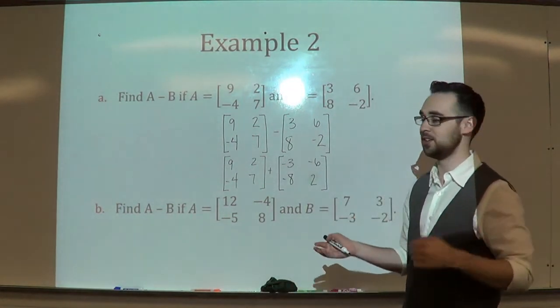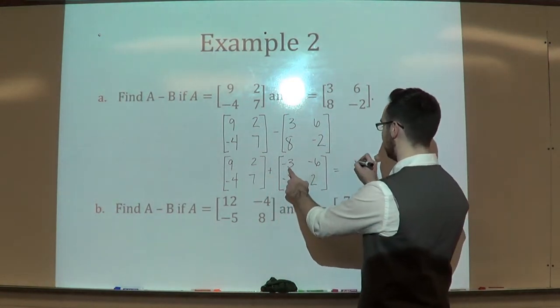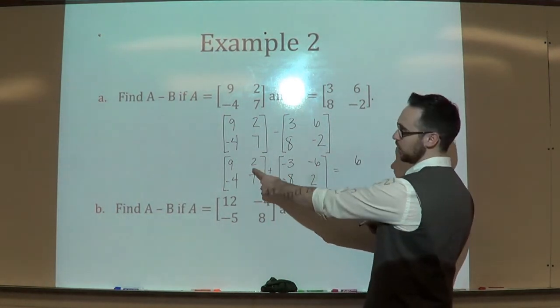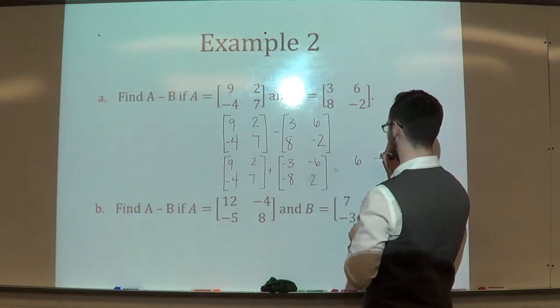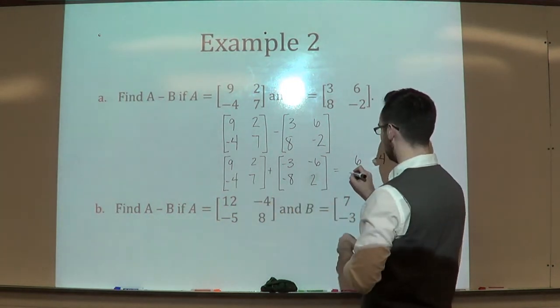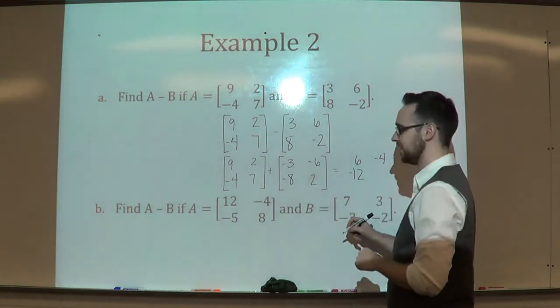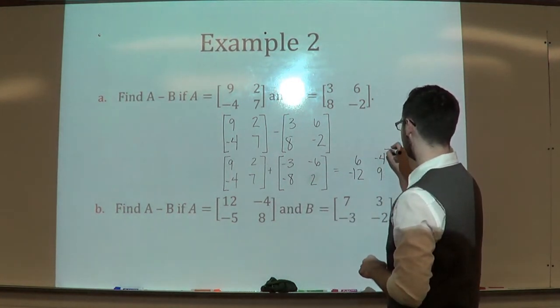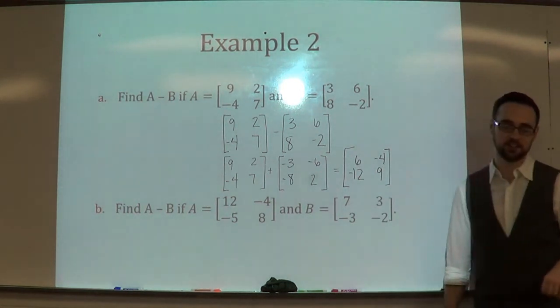And now I go back to using the addition rules. So I'm just going to have a 9 plus a -3, which is a +6, 2 plus a -6, which is a -4, -4 plus a -8 is a -12, and 7 plus 2 is 9. Add your brackets, and that's your final answer.